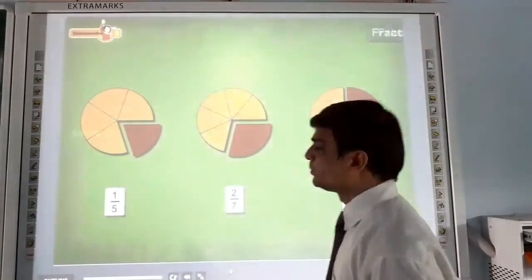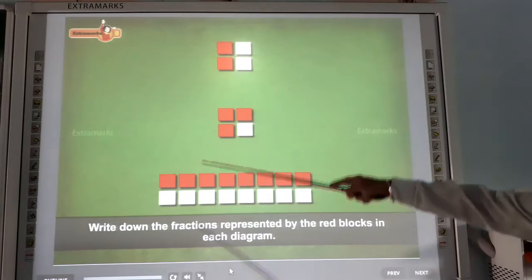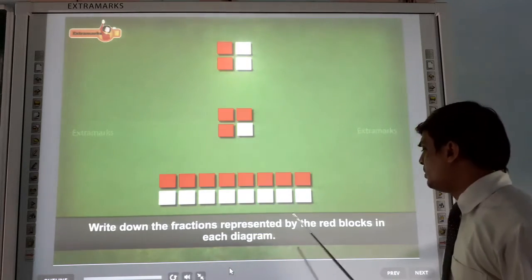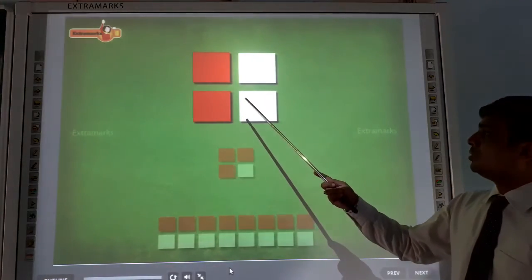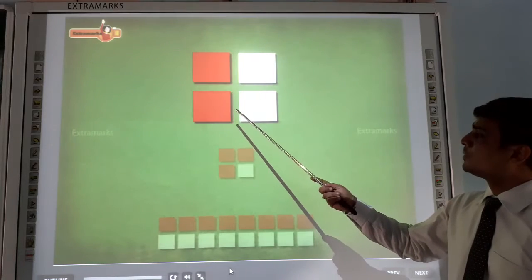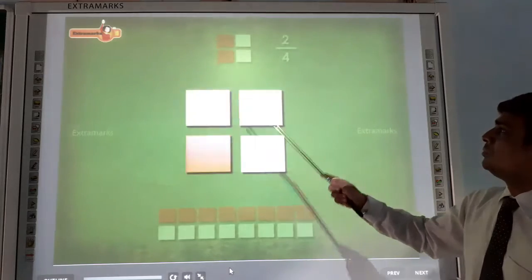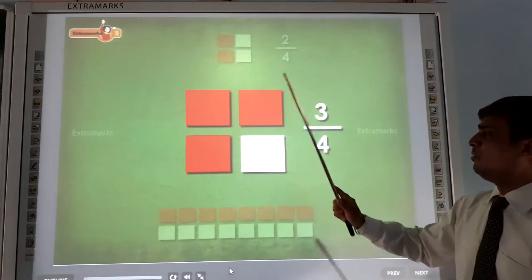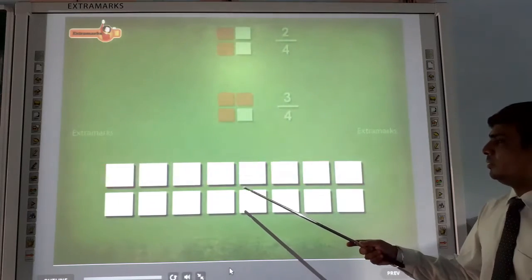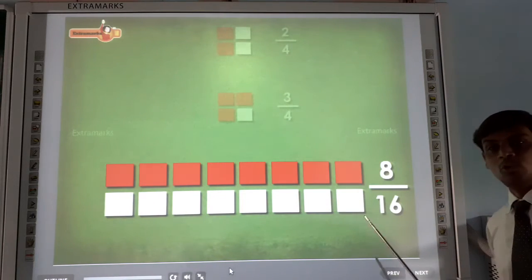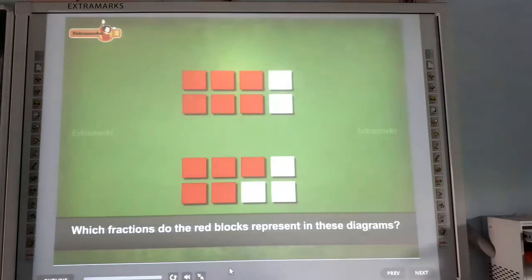Okay students, look at this next diagram. Write down the fractions represented by the red blocks in each. This is 4 blocks, and 2 by 4, 3 by 4. Then 8 upon 16. So 2 by 4, 3 by 4, and 8 upon 16.